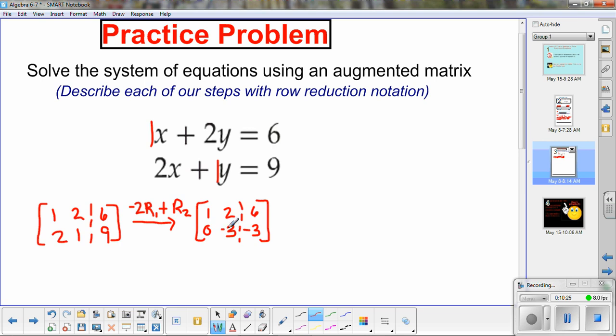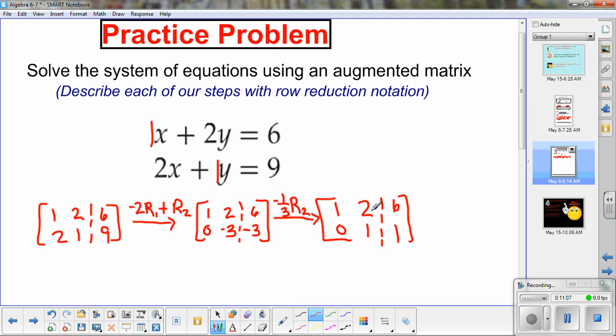Now we need to get this to be 1. To get a 1, we can multiply by the reciprocal. So we're going to take row 2 and multiply it by -1/3, since that's the reciprocal of -3. So the top row is going to stay the same. And now we're going to take all elements in the bottom row and multiply by -1/3. 0 times -1/3 is 0. -3 times -1/3 is 1. And -3 times -1/3 is 1. So far we have 1, 0, 1.